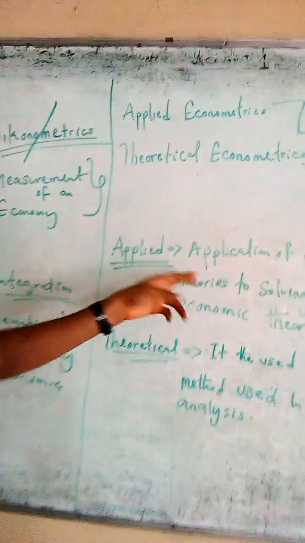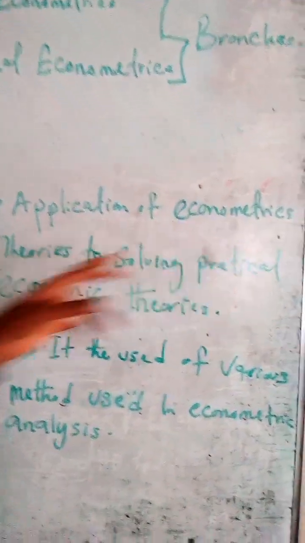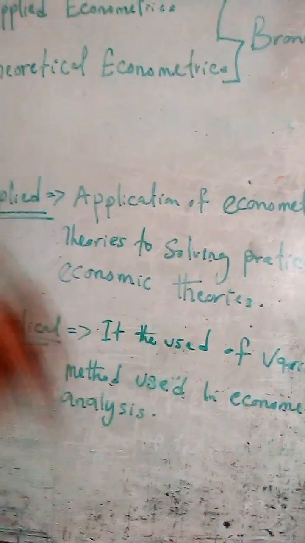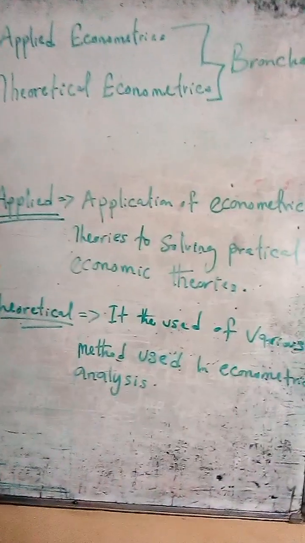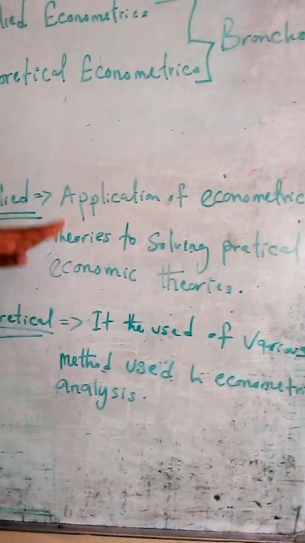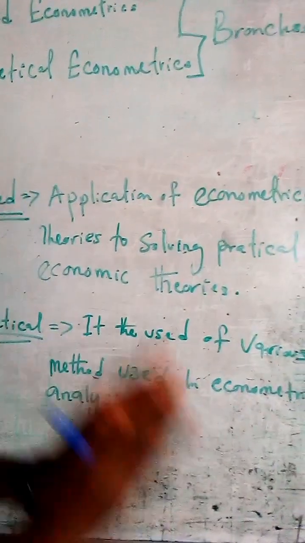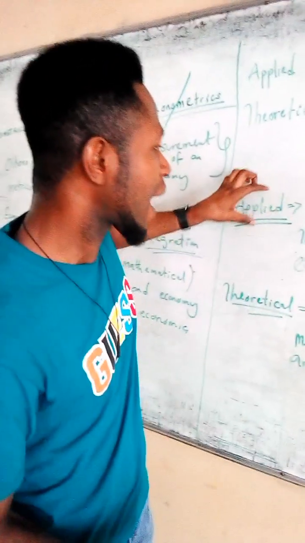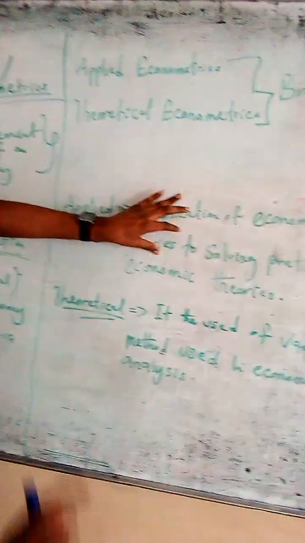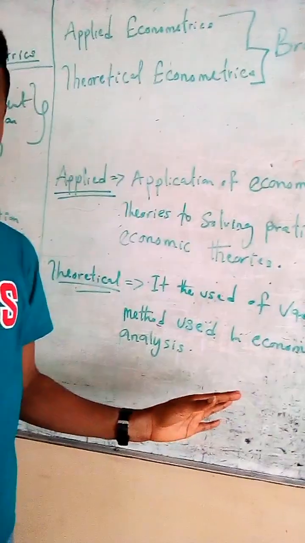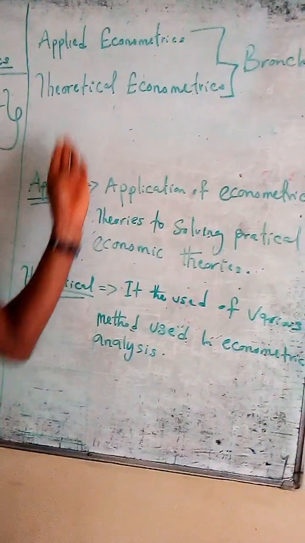It is the application of econometric theory to solving practical economic problems. So you are just making use of economic theory; you are actually applying it. It's the application of economic theory to solve practical economic problems. That is you making use of applied econometrics.